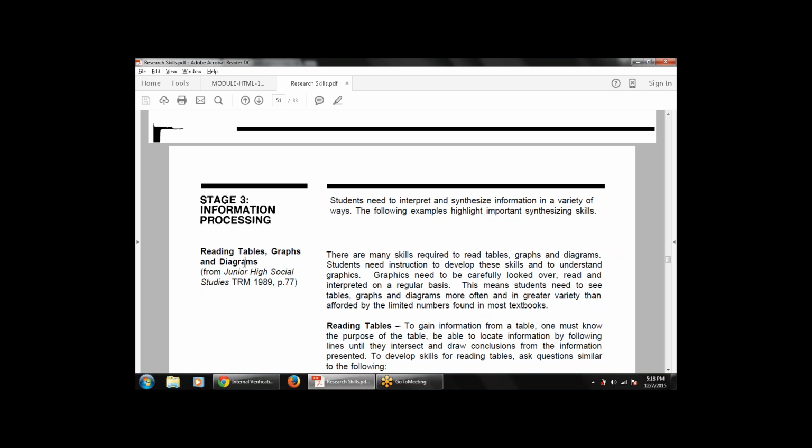And there are many skills required to read the tables, graphs and the diagrams. Students need instruction to develop these skills and to understand graphics, that is, what the various graphics are and what content they carry. So students need instruction to understand the graphics. Graphics need to be carefully looked over, read and interpreted on a regular basis.